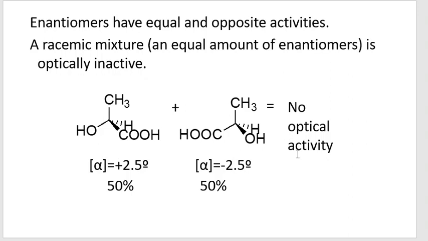And if you have a solution of equal amounts of enantiomers, one will rotate in the clockwise direction, one will rotate in the counterclockwise, and they cancel each other out. And overall, you get an optically inactive solution. And we call that a racemic mixture.